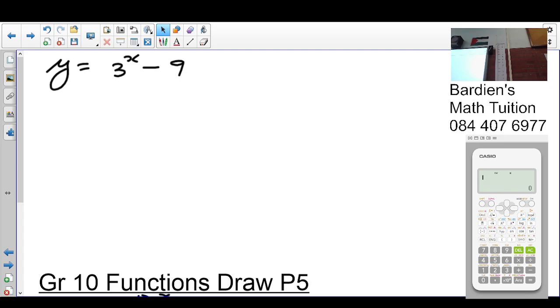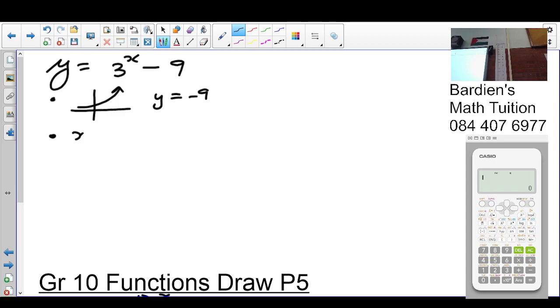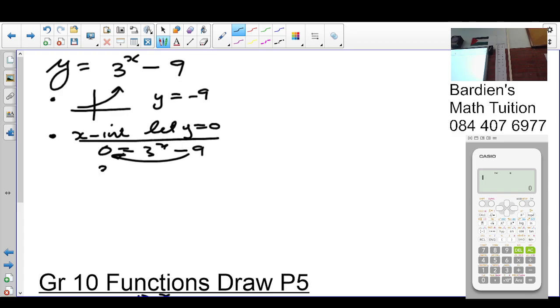Okay, so let's look at the first one. So the shape of this graph, definitely the graph is an increasing function, with the horizontal asymptote of y is equal to -9. Then we work out the x-intercept. What do we do? Let y equal 0. So 0 is equal to 3 to the x minus 9. So taking it over the equal sign becomes positive 9, which is 3 squared. Therefore x equal to 2.